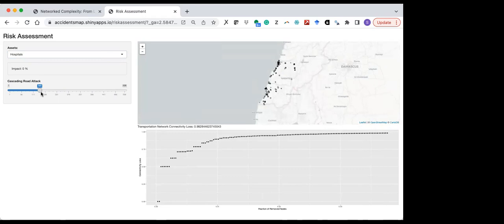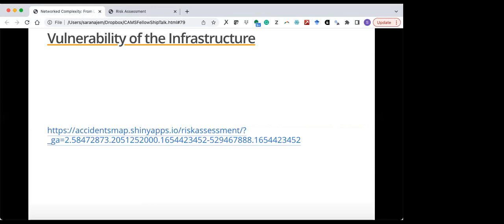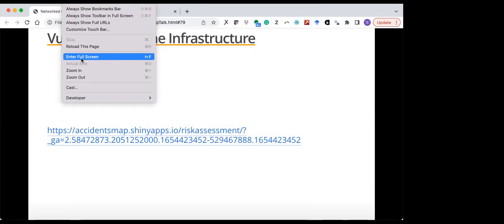With that, I measure the effect of loss of connectivity. What I'm showing here is that with each hit or targeting of the road network, you see the number of hospitals that are disconnected. They're unreachable with this targeting. So you see loss of connectivity, and at the same time loss of accessibility to hospitals, in this case. It's deployable beyond that. Let me go back to full screen mode.